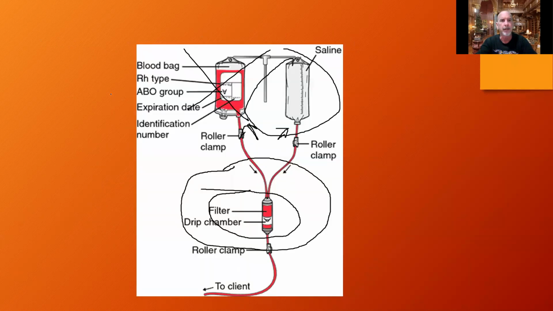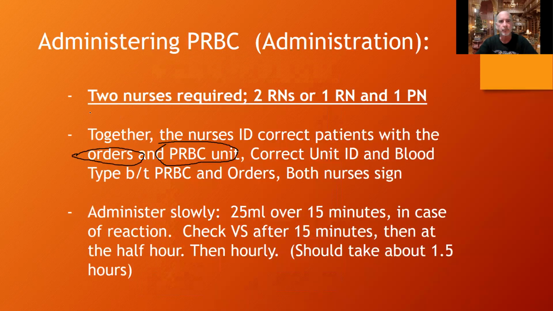I'll go back up here. Their RH type is on there, their blood group is on there, the expiration is on there, and identification number. These are all the things that you're going to check against the orders. Once that's done, both nurses sign the orders.